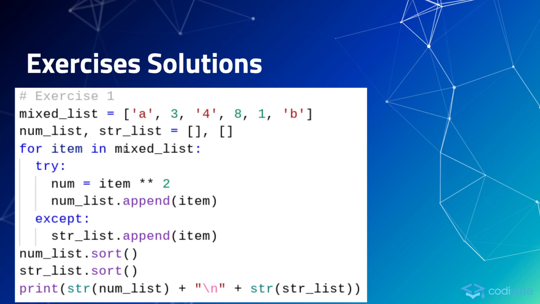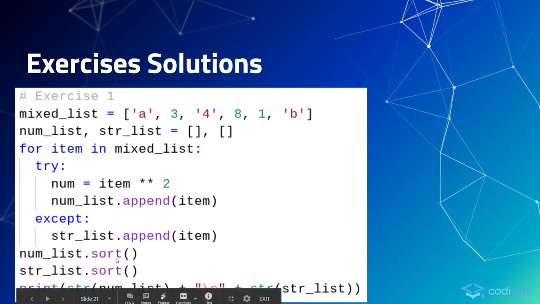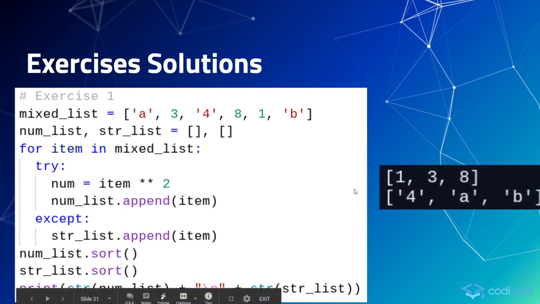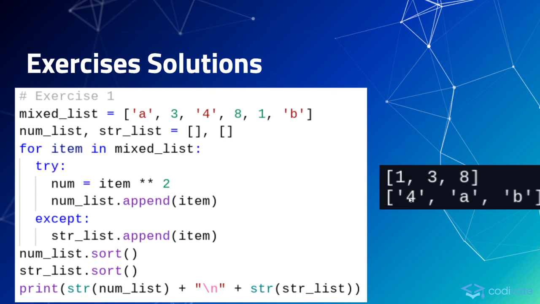We do this for each item in the mixed list since we have our loop here, and once we're done with that, we just sort both of these lists using the .sort method. At the end, we can print both of our lists, and you can see that it has the correct output. 1, 3, and 8 is sorted, and we have 4, A, and B. One thing you may notice here is that numbers come before letters alphabetically when they're strings.